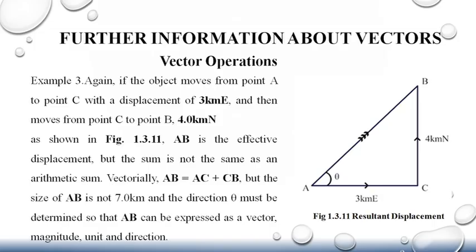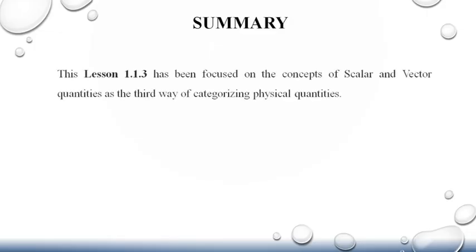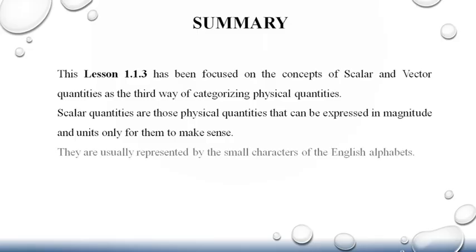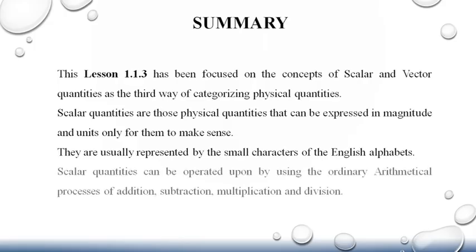magnitude, unit, and direction. In summary, this lesson has been focused on the concept of scalar and vector quantities as the third way of categorizing physical quantities. Scalar quantities are those physical quantities that can be expressed in magnitude and units only for them to make sense. They are usually represented by the small characters of the English alphabet. Scalar quantities can be operated upon by using the ordinary arithmetical processes of addition, subtraction, multiplication, and division.